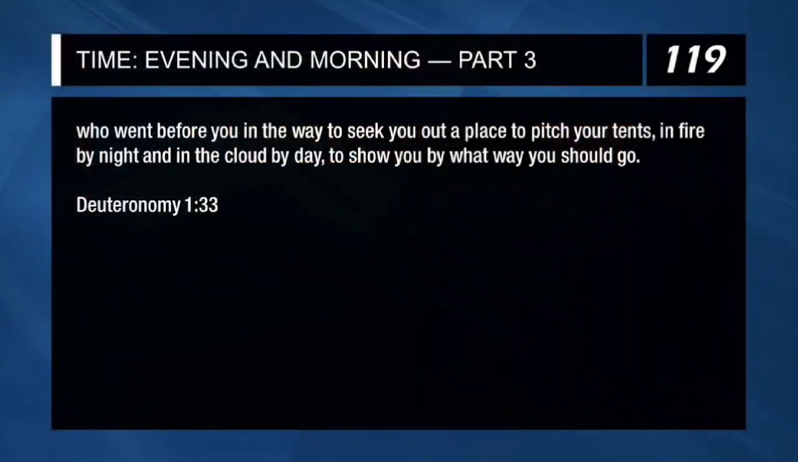Because day is mentioned first and then night, it is presumed that daylight must begin a Hebraic day. If we are going to employ such a means of interpretation, then such reasoning should stand in all of Scripture. However, it does not. Sometimes night is mentioned as preceding day. For example, Deuteronomy chapter 1, verse 33. "Who went before you in the way to seek you out a place to pitch your tents, in fire by night and in the cloud by day, to show you by what way you should go." So as we can see, whether day or night is mentioned first, it obviously does not bear any relevance to define a 24-hour Hebraic day.